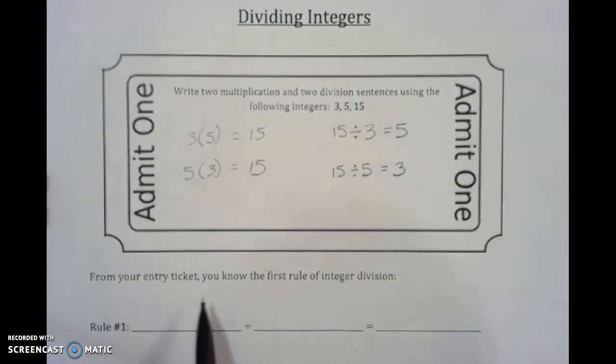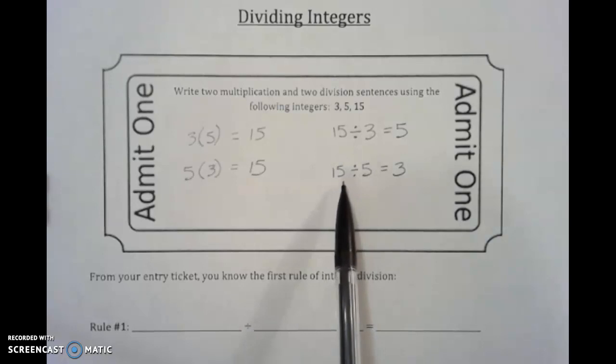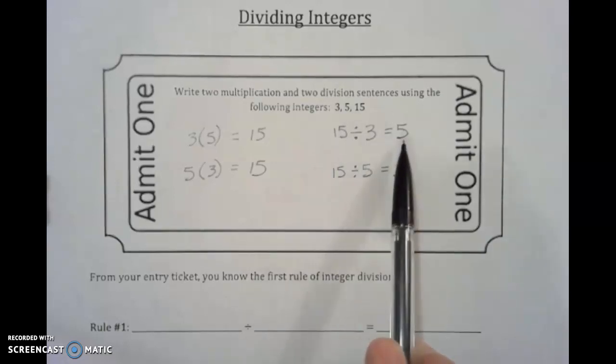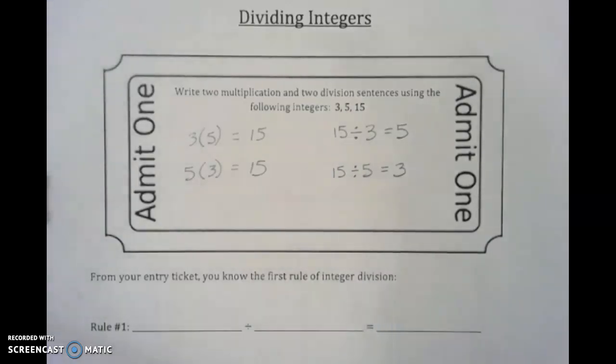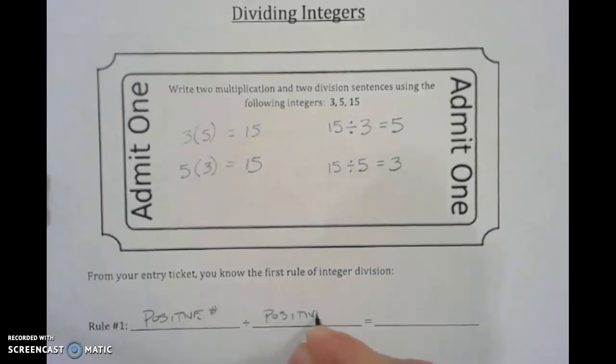And it says from your entry ticket, you know the first rule of integer division. If we look at both of these examples, we see that the numbers that we're using are positive. A positive divided by a positive is equal to a positive number, and it shows that in both cases. And so that's what we're going to write down here. A positive number divided by another positive number is going to be equal to a positive number.